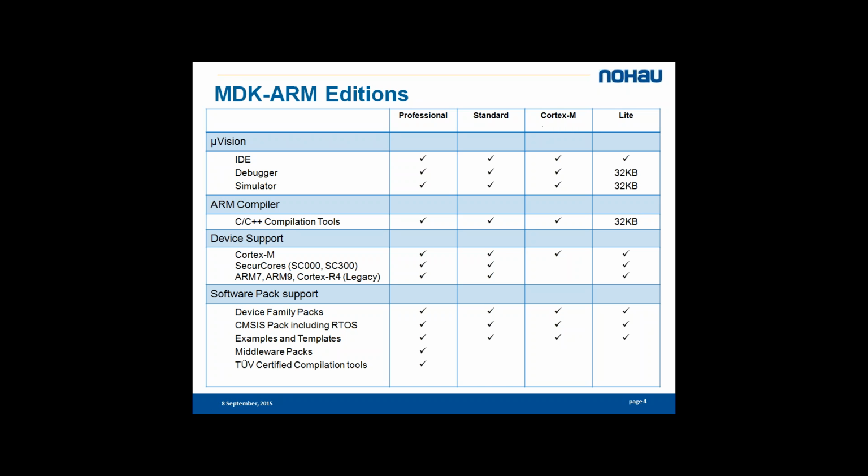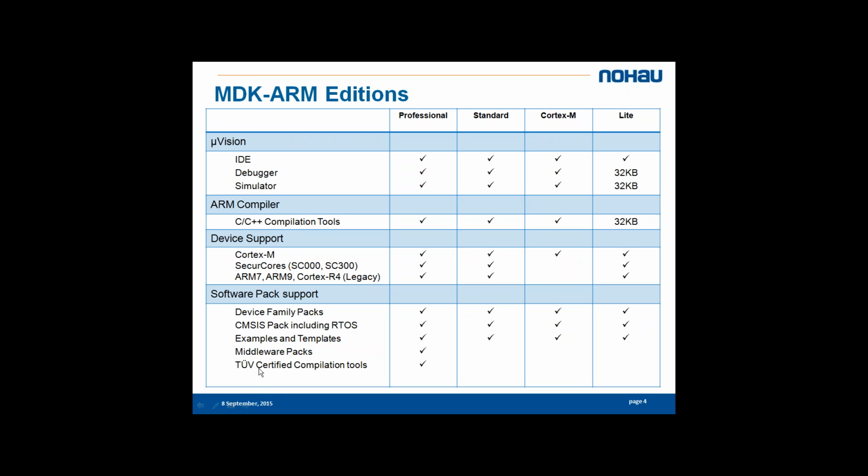The difference between those two is that Cortex-M only supports the Cortex-M device, while the standard also does the secure cores and the legacy cores. And then for those of you who need a little bit more, we have the professional version. With the professional version, you also get the middleware packs. And this is for you who are looking for a TCP/IP stack, USB stack, and graphic library. It's quite easy to get going with this middleware pack, and you will save a lot of weeks in development if you have these needs and are able to buy this pack.